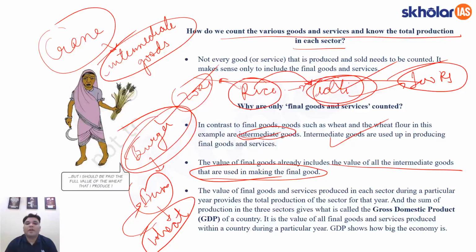So the value of final goods and services produced in each sector during a particular year provides the total production of the sector for that year, right? And the sum of the production in these three sectors gives us gross domestic product. We learn about the economy.